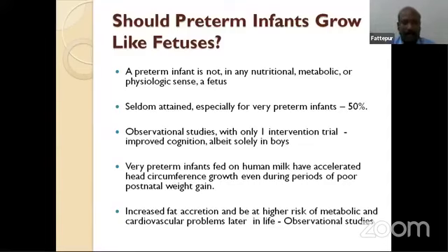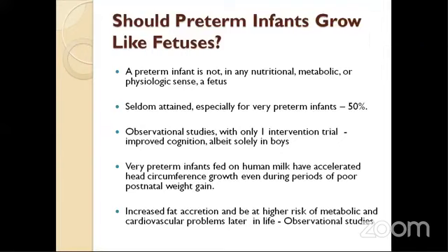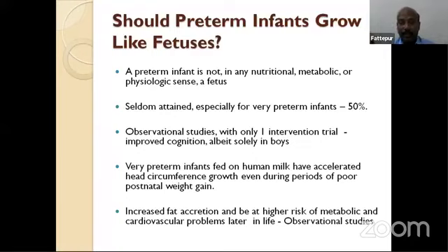And very preterm infants fed on human milk had accelerated head circumference. So the head circumference was going at a normal pace. Even though their weight is affected, their head circumference is never affected, even during periods of poor postnatal weight gain. So whether this poor weight gain really matters is the question.